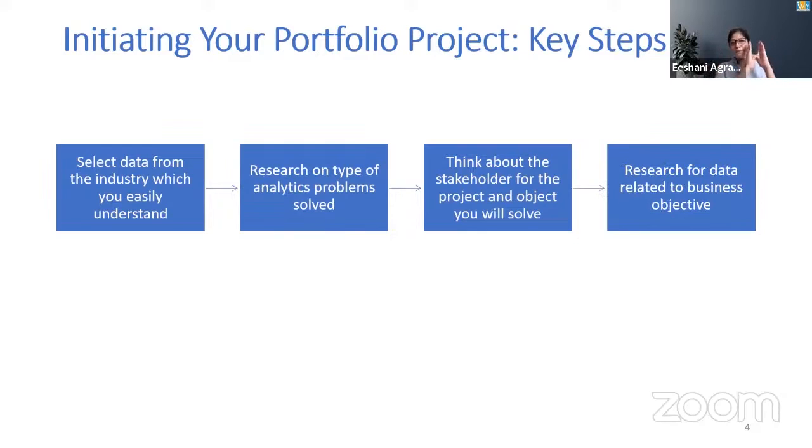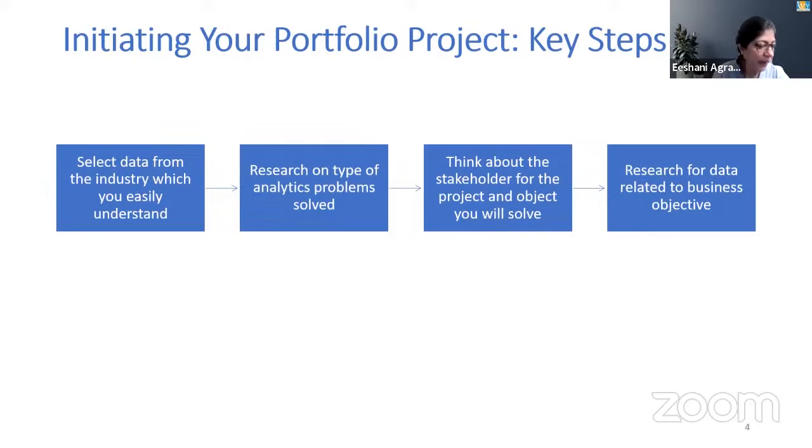Now, first step, see the data set I've connected to. Step number 2, understand what business problems are solved with it. Step number 3, think about, okay, this is a stakeholder. It may be a chief operating officer. It may be a marketing manager. It may be a CEO. It may be a CFO. Who am I creating it for? And what business problem am I solving with it? Then research for data which will help you to solve that kind of business problem.